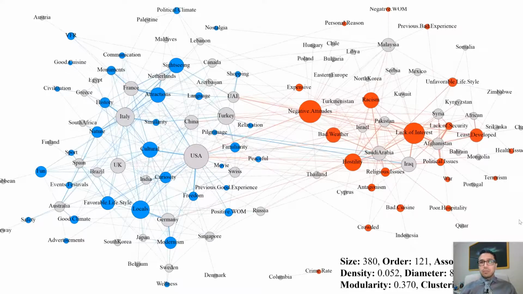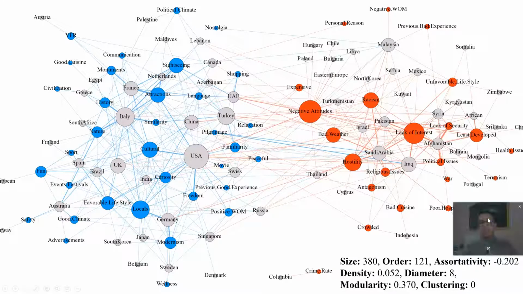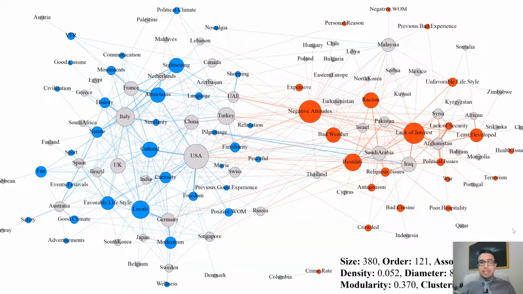If we continue building our network, we are going to end up with a network like this. This is a simple toy model of our study. A small network of size 380 with the order of 121 and assortativity of -0.202, which is an indication of a strong, dense relationship between the motivational and demotivational sides of the story. As expected, the clustering of this network should be 0 as there are 2 disjoint types of vertices.